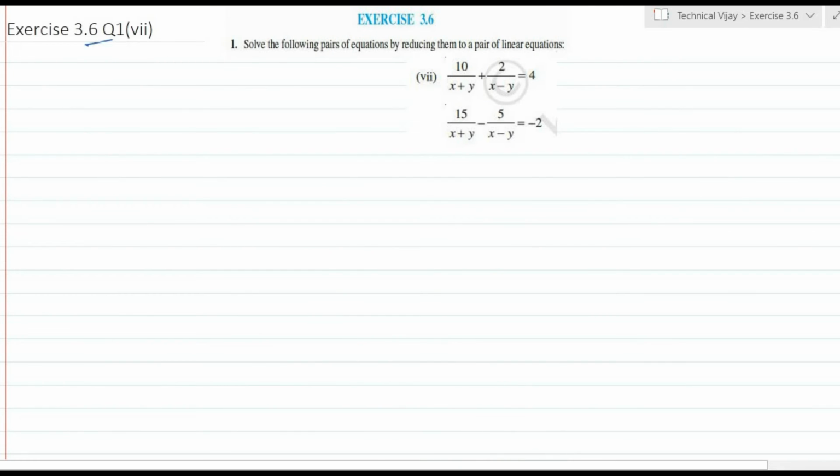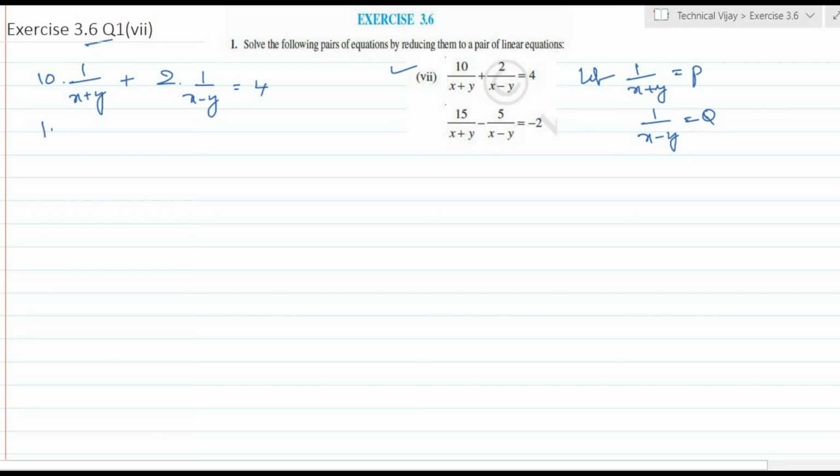So here is 3.6, question number 1 in the 7th portion. Here also we will assume: let 1 divided by x plus y is equal to p and 1 divided by x minus y is equal to q. It is simple. So the first equation can be written as 10 into 1 by x plus y plus 2 into 1 divided by x minus y is equal to 4. So here 10 into 1 by x plus y is p, plus 2q is equal to 4. So this is equation 1.